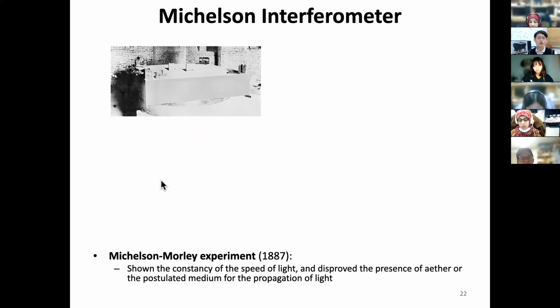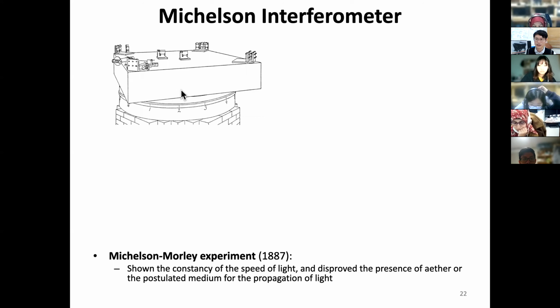But let's go back to the full coherence case, which is the famous Michelson-Morley experiment. It was in 1887, to show the constancy of the speed of light, and it disproved the presence of ether, the postulated medium for propagation of light. Our question was, in the universe, light would have some medium, but this disproved it. This is the actual photo, which led to a Nobel Prize.